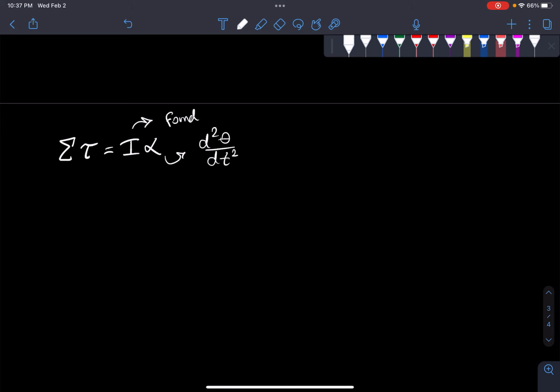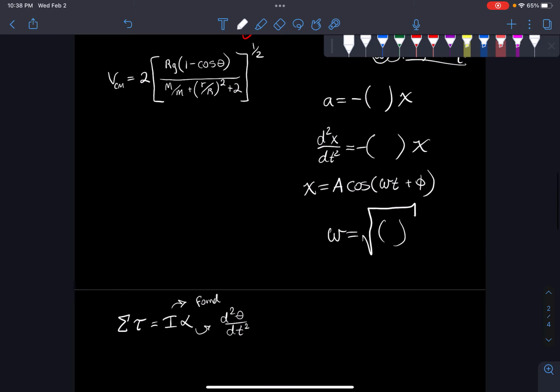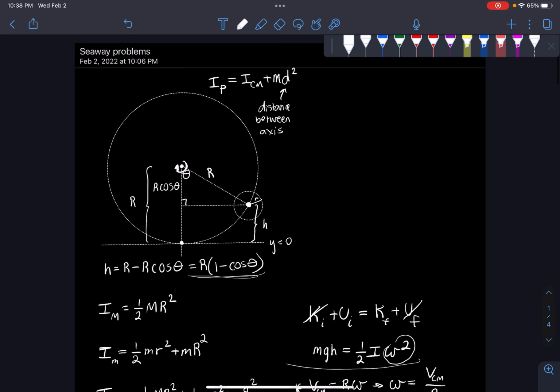So if we can find an expression for the net torque on this system, and it involves a constant and then a negative sign and then theta, then we can define omega and get the period. So let's go back up to the picture up here that I drew first.